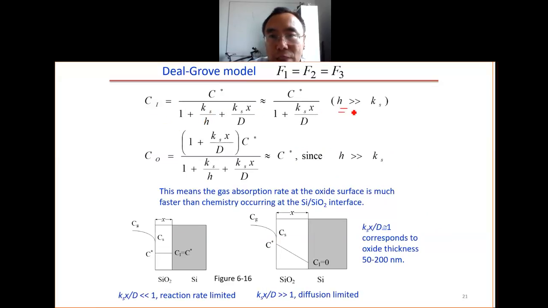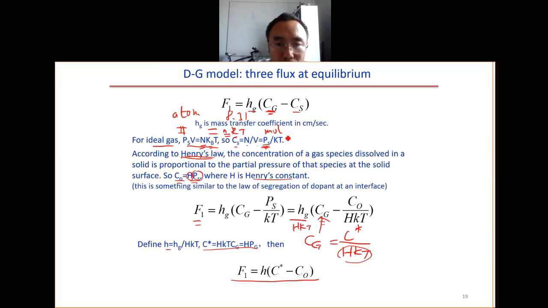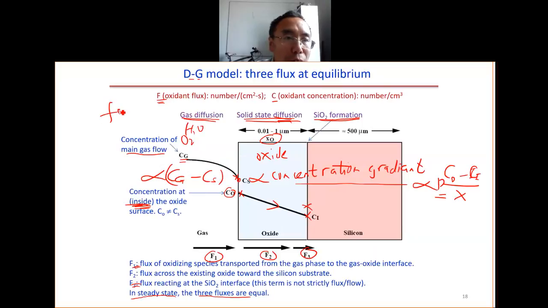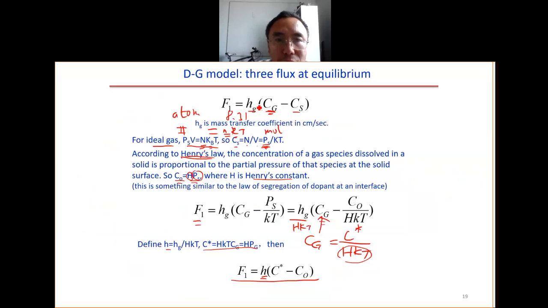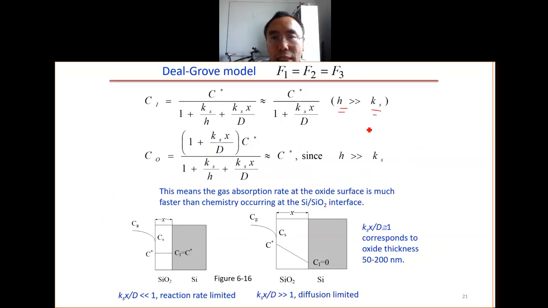Normally H is much bigger than the chemical reaction term. H corresponds to the transport in the gas phase. This gas phase diffusion is super fast, because the pressure we talk about is like 1 atmosphere. For normal LPCVD the pressure is about 1 torr, which is 1 over 760 atmosphere. Here we have a very high pressure, so the gas phase diffusion from here to here is really very, very fast, much faster than other processes. That means this H is very big, much bigger than H Ks, the chemical reaction. So we can ignore this term.